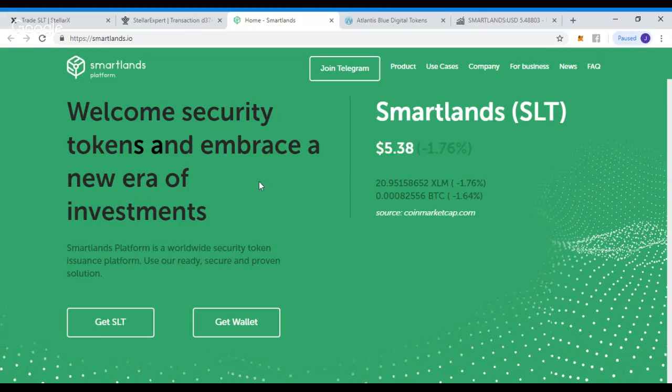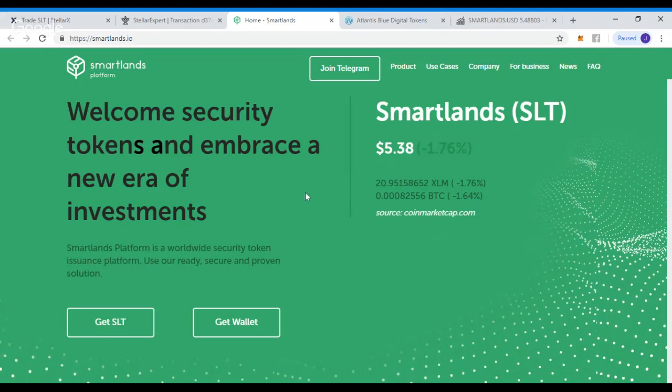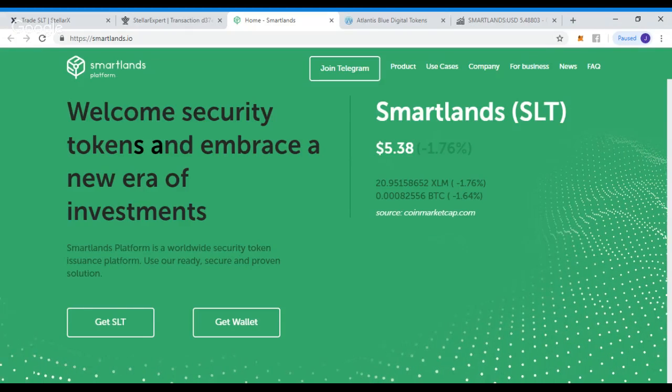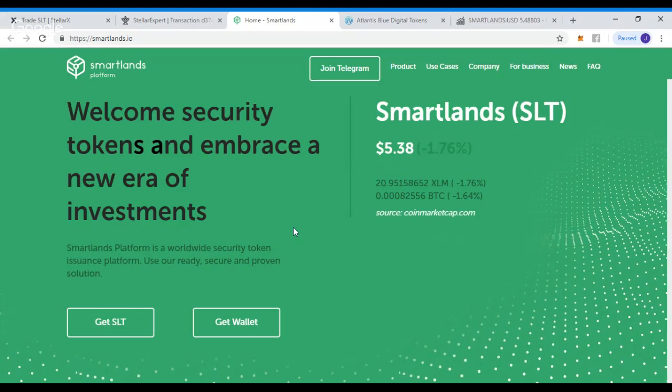Welcome to security tokens and embrace a new era of investment. Smartlands platform is a worldwide security token issuance platform. Use our ready, secure, and proven solution.